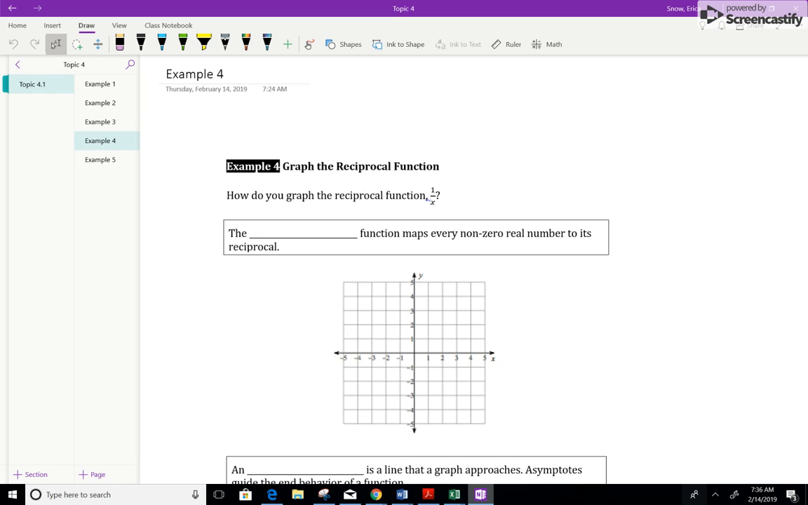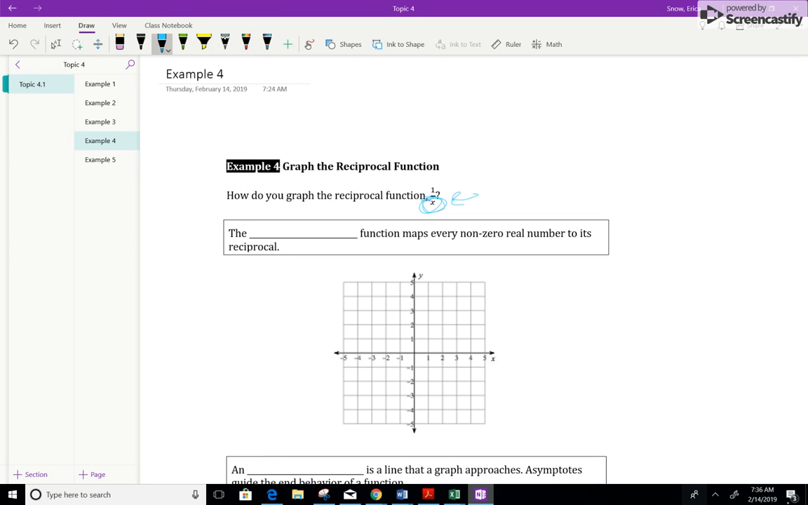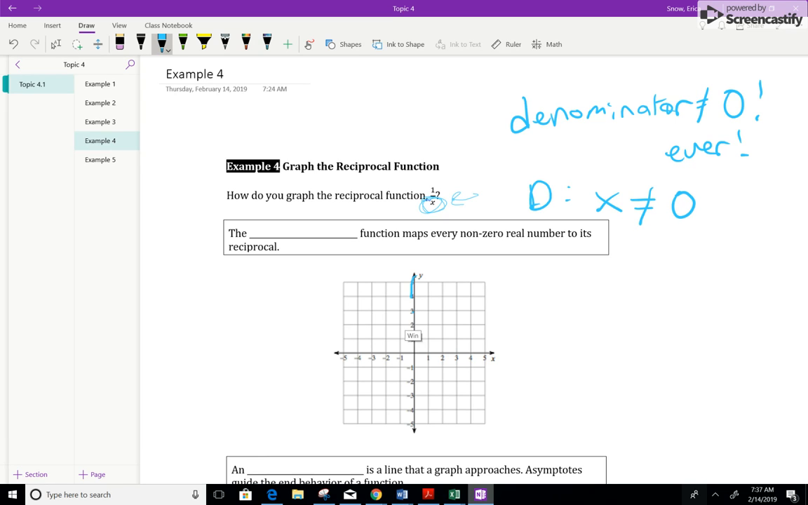Example 4 is talking about how we graph this function. This is a function where x is in the denominator. What you have to think about is that when x is in the denominator of any function, it cannot equal 0. The denominator, or the bottom, cannot equal 0, ever, because then we would be dividing by 0. So we know that in the domain of this function, x cannot equal 0. That means this vertical line, where x equals 0, is not part of our function.